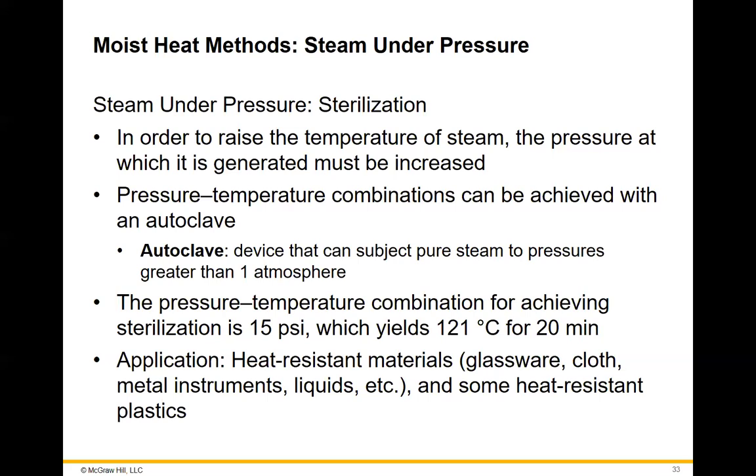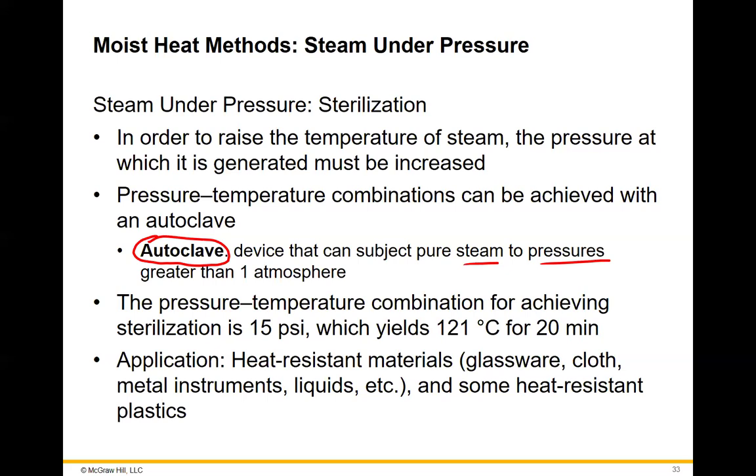So, steam under pressure. We did the moist heats that were just cycling the heat or boiling. Steam under pressure is the autoclave. A lot of us have heard of an autoclave. An autoclave is a device that can subject pure steam, just taking steam and pressurizing it, to greater than 1 atmosphere. 1 atmosphere is where we live at, so it's just more pressure than what we live at. And by increasing the pressure, it's easier to get the temperature up, and you don't have to expose it for as long.